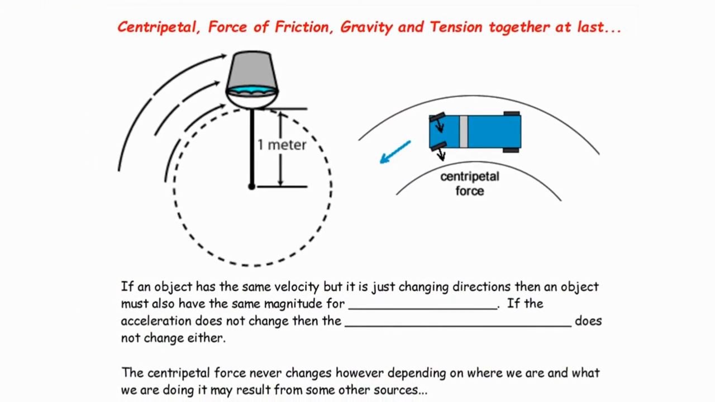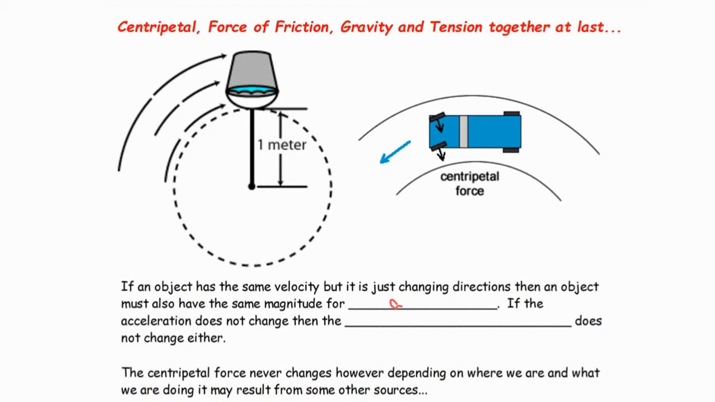So going a bit further, we're going to look at building some equations, calculating the net force, what's actually going on, what is contributing to the centripetal force. So if an object has the same velocity but is just changing direction, then an object must also have the same magnitude for acceleration.